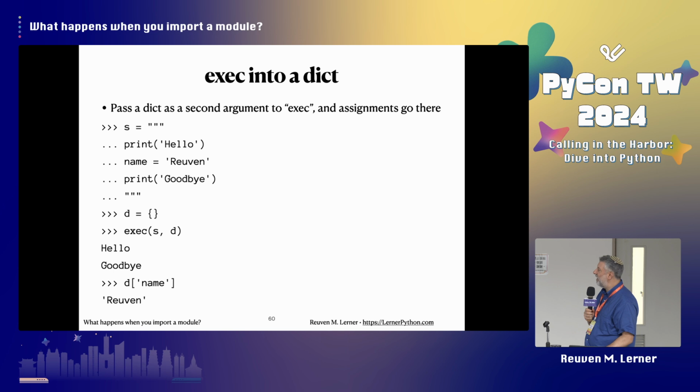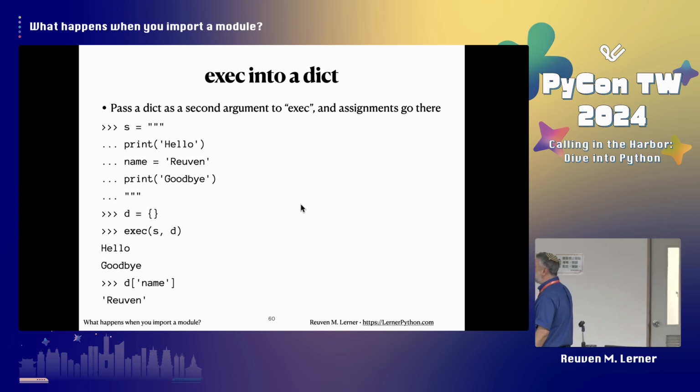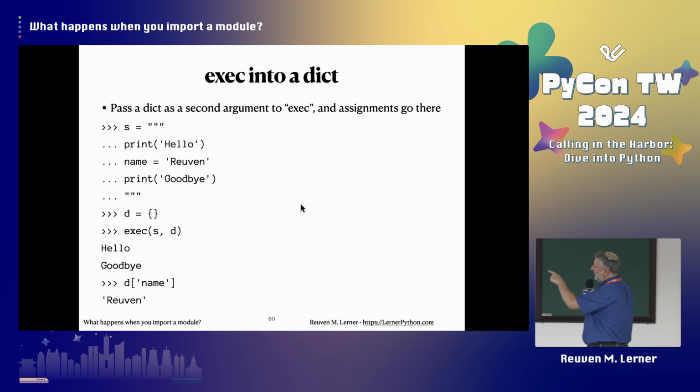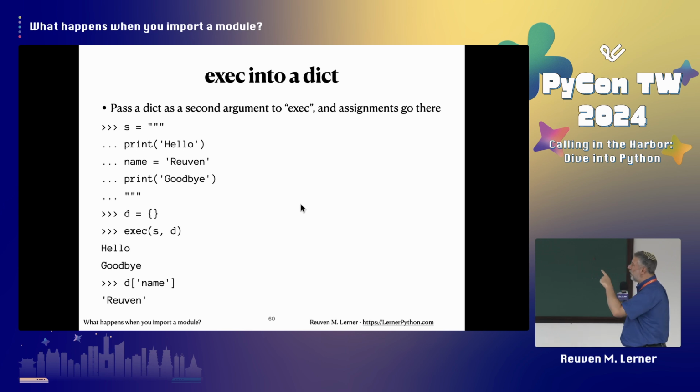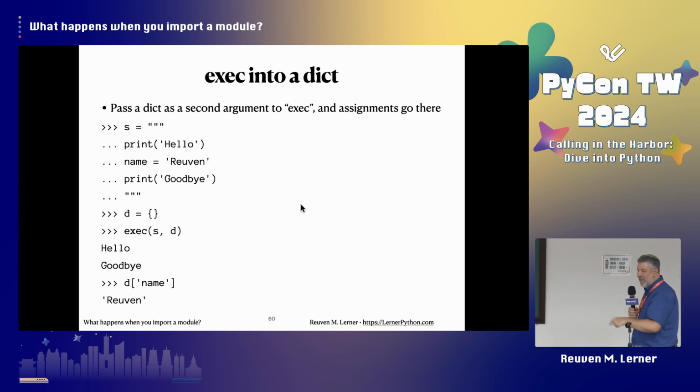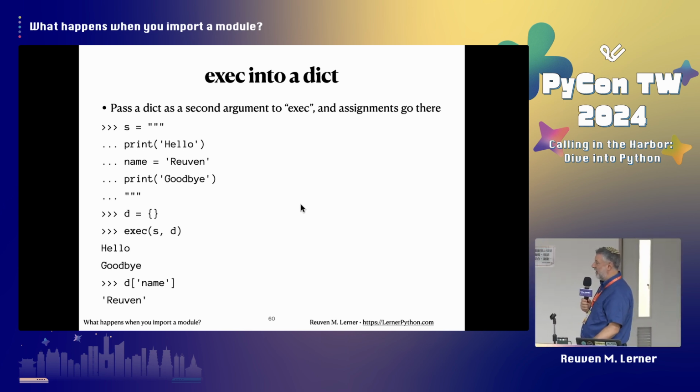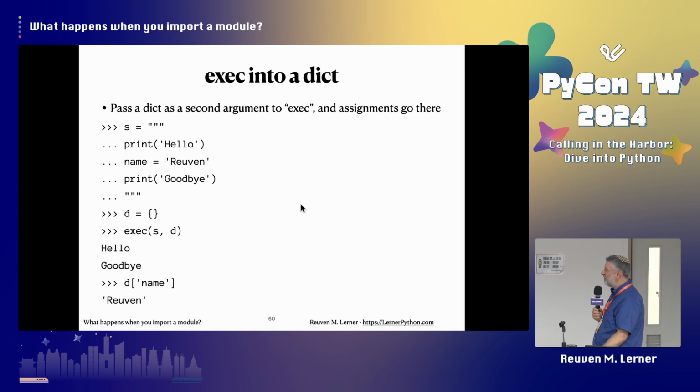And what if I say this, print hello, name, print? Here's a second version of exec. I can exec into a dict. If I pass exec not just the string, but also a dictionary, then after I run the exact string, I have inside the D dictionary something named.